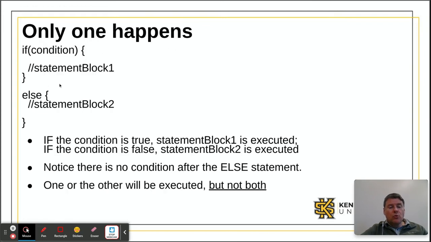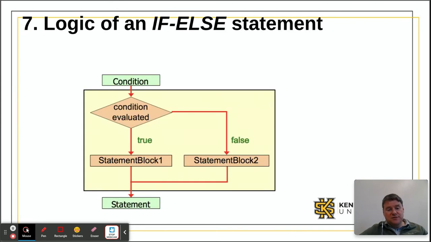Remember, only one of these two things can ever happen. So if I have statement block 1 inside of the if, and I have statement block 2 inside of the else, only statement block 1 or statement block 2 will ever happen. Both of them will not happen. It is physically impossible because this either evaluates to true and you get this one, or it evaluates to false and you get that one. There is no other possibility. That's the good news about Booleans. It only will do one of the two things.